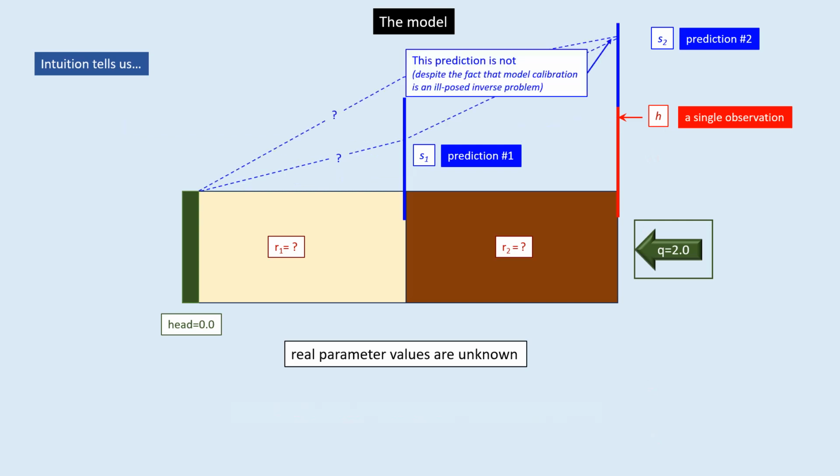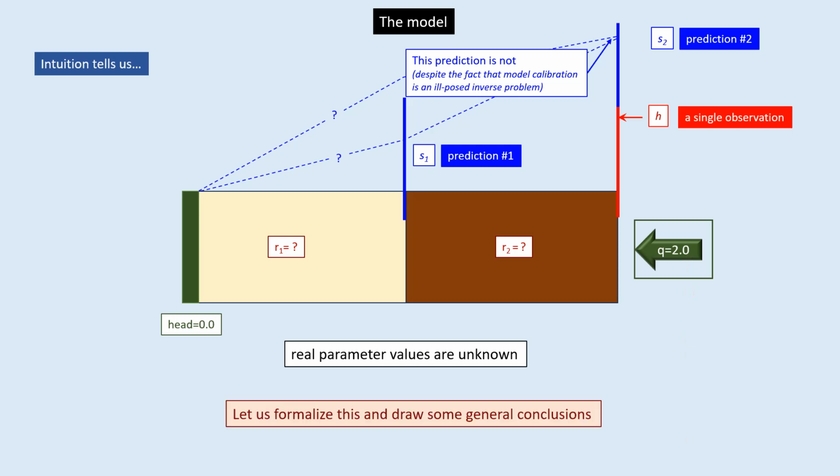Prediction 2 is different. Yes, there's going to be uncertainty associated with R1 and R2, but a measurement of head here, when the flow into the right-hand side of the system is 1, tells us a lot about what the head in the same place is going to be when the inflow into the right-hand end of the system is 2. So these predictions are different. Intuition tells us so. Let's formalize that using mathematics and then use that mathematics to draw some more general conclusions.